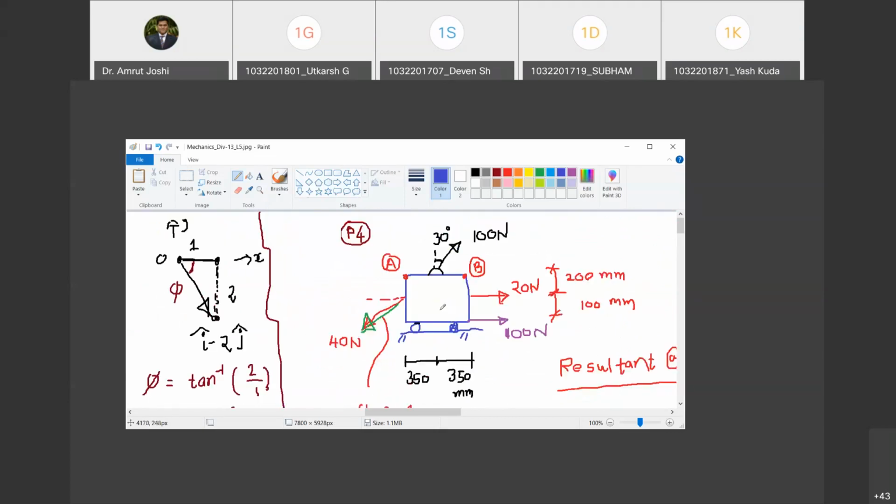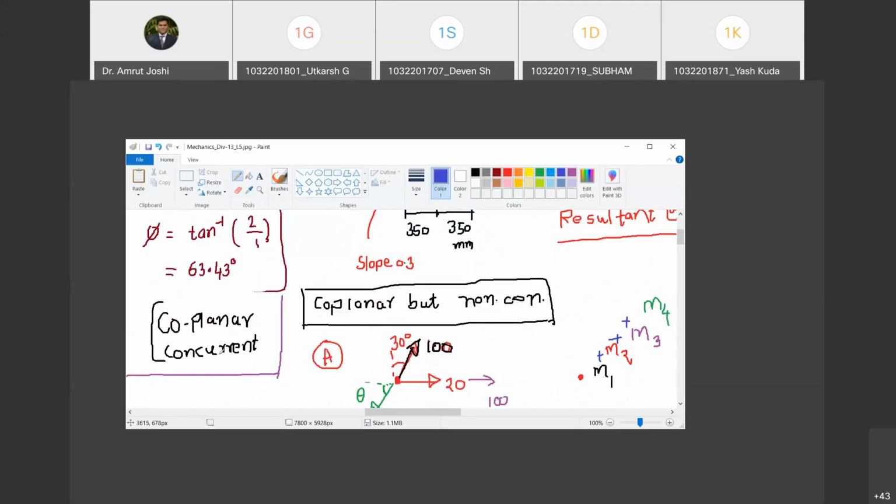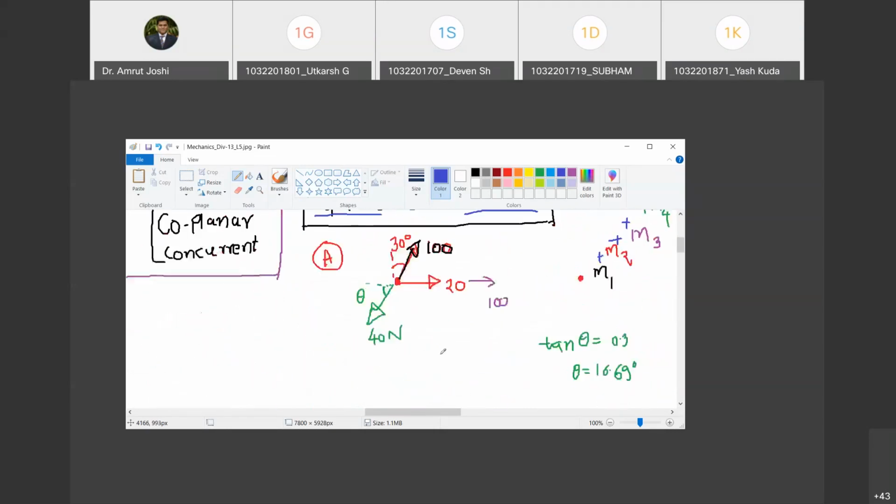That we will discuss in the next class. But my understanding is, if it is a concurrent and coplanar force system, I have only a force resultant. But if it is coplanar but non-concurrent force system, I am likely to have two resultants. One is the force resultant and another is the moment resultant. Are you with me? I hope I have made this point clear. We will solve this problem in tomorrow's class afresh. But this is our understanding about two different types of force systems. Let us now stop here.